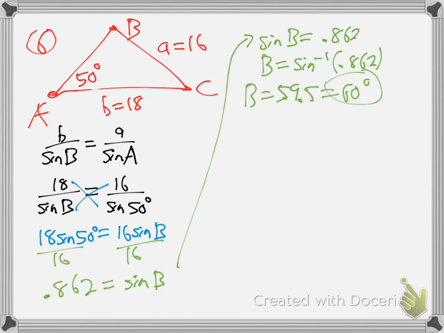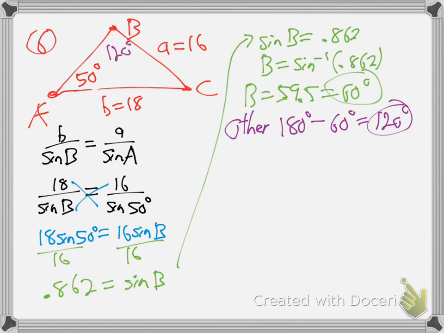Now the other answer, what do you always do? 180 minus it, so it's 120. The other answer is 120. Is 120 valid? Could B be 120? Yeah, that's valid, because 120 and the 50, it's under 180. That's possible. So we have two possible scenarios here.